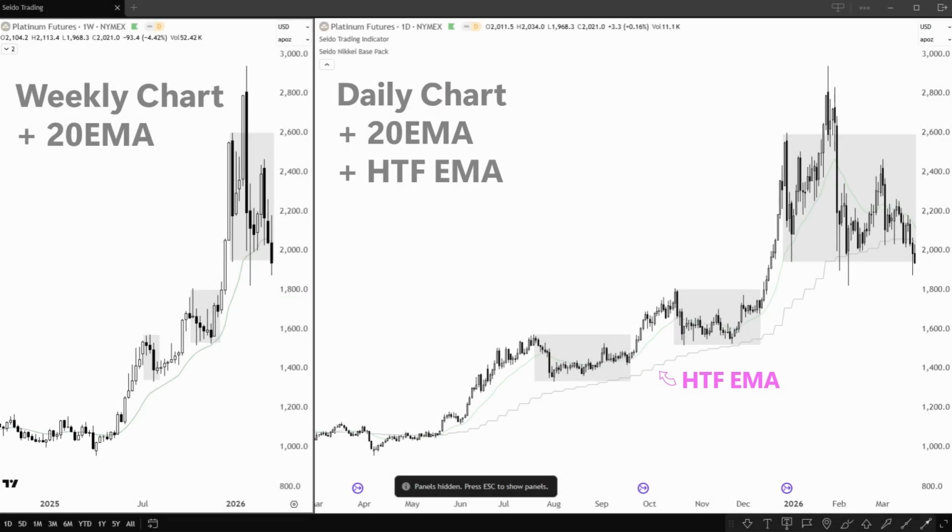This is also where the higher timeframe EMA tool we gave you for TradingView becomes useful. It gives you a quick visual read of higher timeframe bias without needing to switch charts. When price is sitting above the higher timeframe EMA, the bias is long. Below it, the bias is short. It is a simple, clean filter that keeps you aligned with the higher time frame perspective.